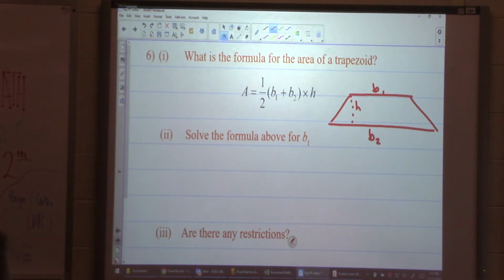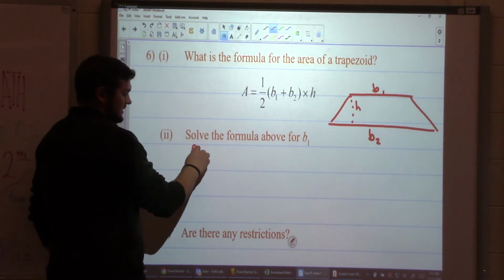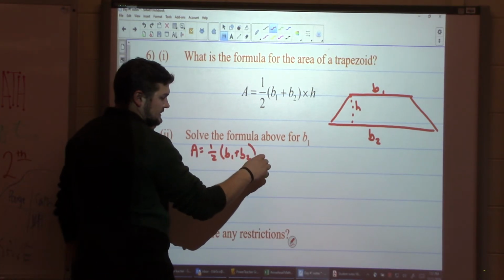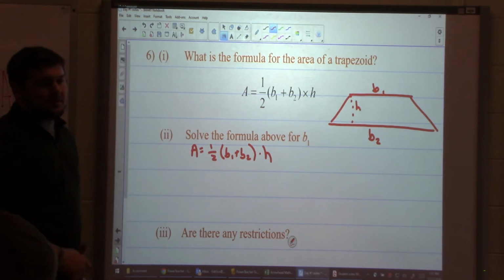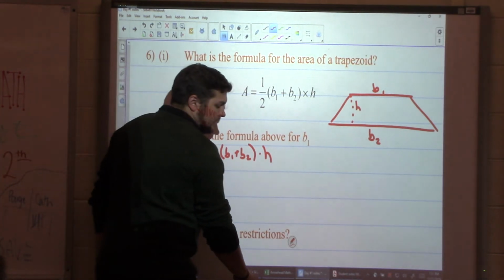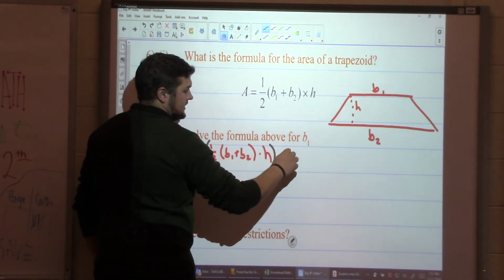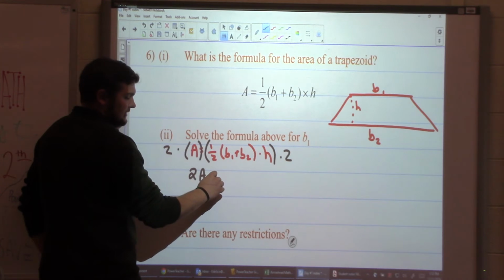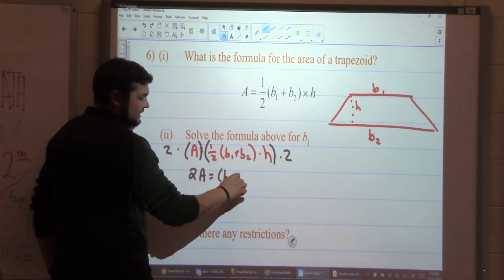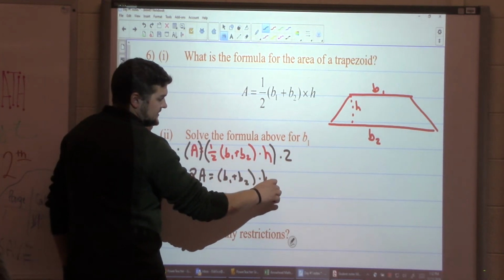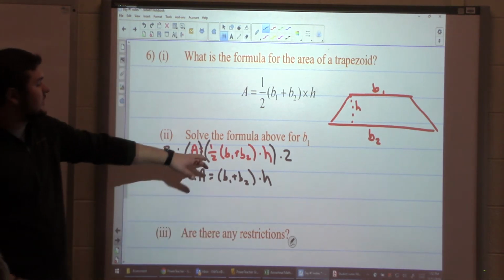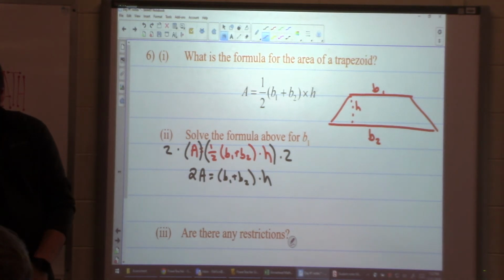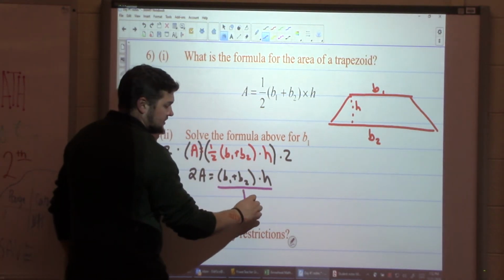Base 1 plus base 2, we're averaging the bases, then times the height. So, if I wanted to solve that, area equals 1/2 base 1 plus base 2 times the height. I'm going to multiply by 2 to get rid of that 1/2 on both sides. I get 2a equals base 1 plus base 2 times the height. Then divide by the height, or divide by h.